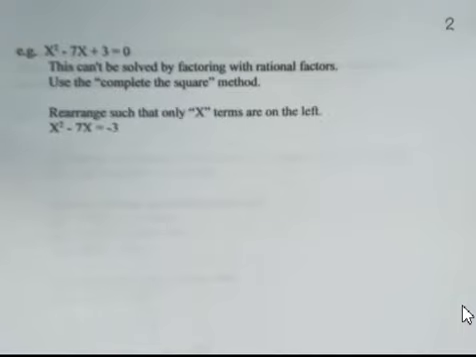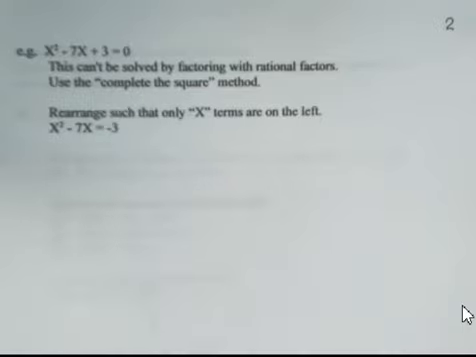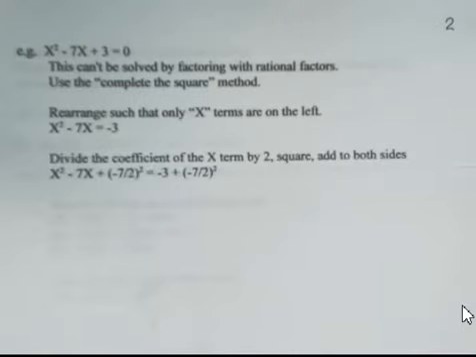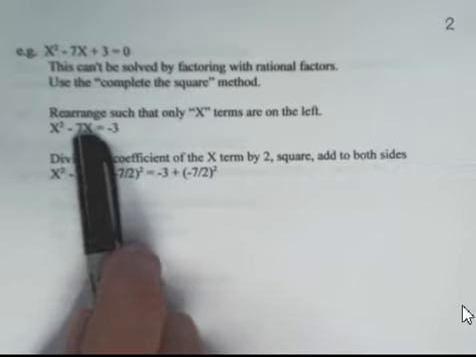To do this, I'm going to rearrange so that the x terms stay on the left side. I move the number to the right, so I have to subtract 3 on both sides. That generates a minus 3 on the right. Now this coefficient in front of x to the first power, the minus 7, here's the key step. We're going to divide this by 2, square it, and add that quantity to both sides.